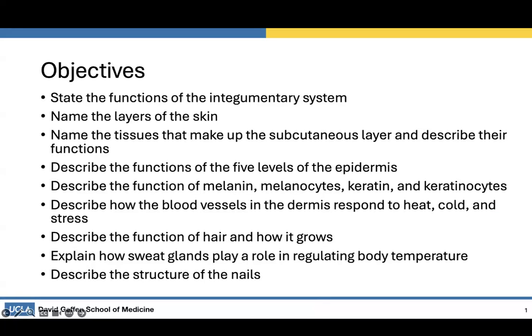By the end of this lesson, you should be able to state the functions of the integumentary system, name the layers of the skin, name the tissues that make up the subcutaneous layer and describe their functions, describe the functions of the 5 levels of the epidermis, describe the function of melanin, melanocytes, keratin, and keratinocytes. Describe how the blood vessels in the dermis respond to heat, cold, and stress.